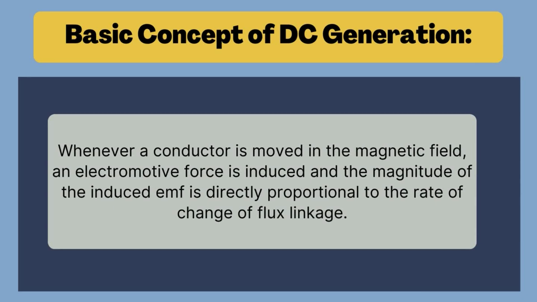Now, how does it work? A DC generator works on the principle of Faraday's law of electromagnetic induction. Whenever a conductor is moved in the magnetic field, an electromotive force is induced and the magnitude of the induced EMF is directly proportional to the rate of change of flux linkage. Now, this EMF causes a current flow if the conductor circuit is closed. In a DC generator, a commutator is used to ensure that the current flows in a single direction.